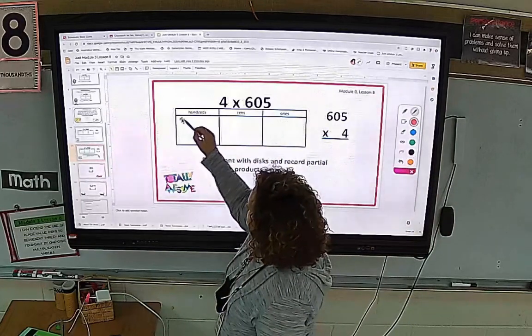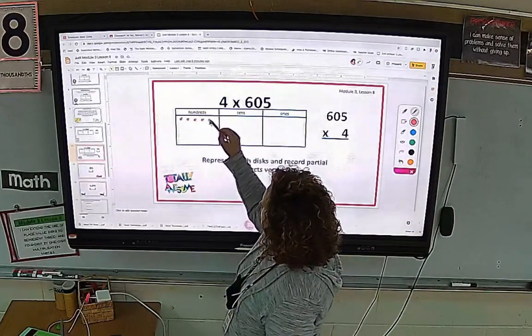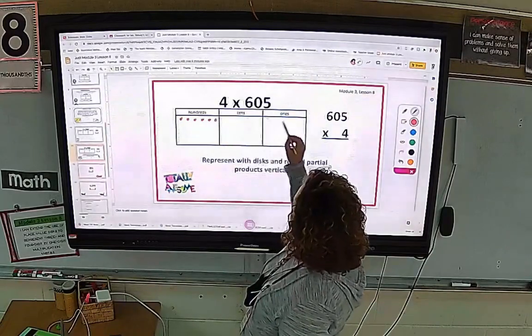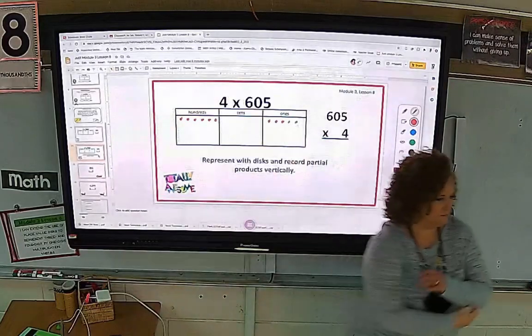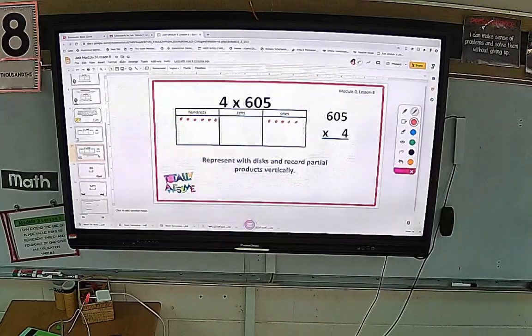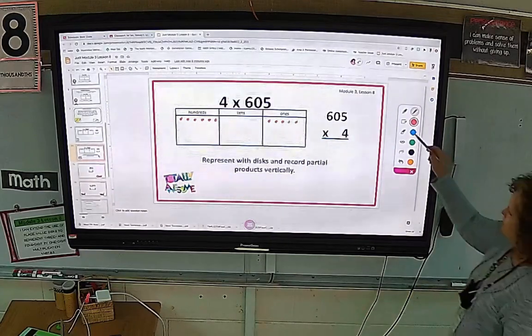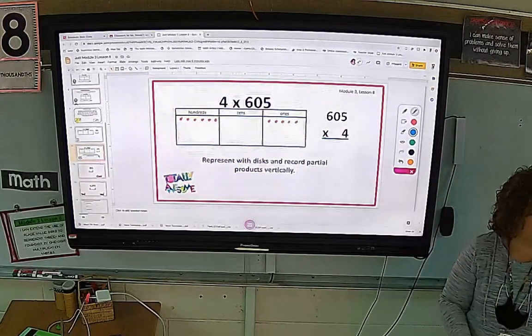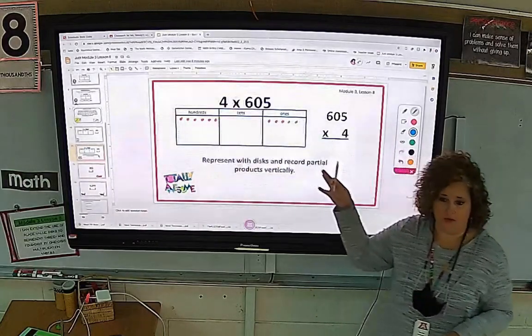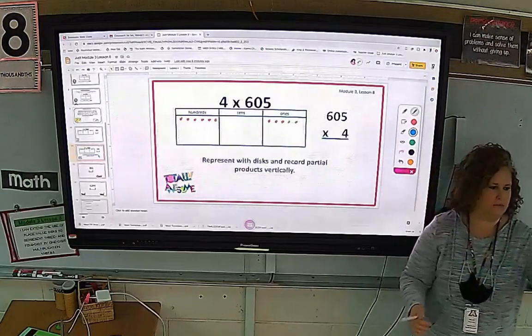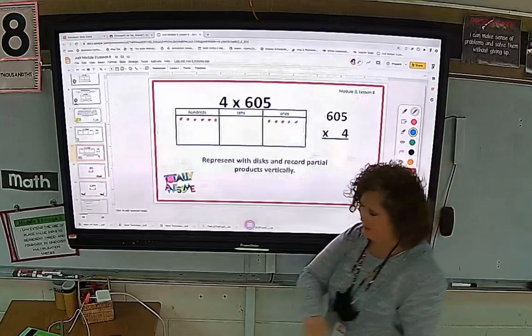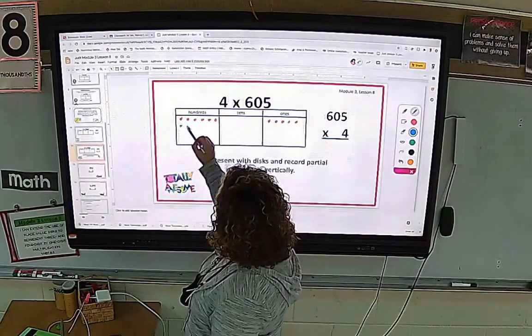You've got 6 hundreds, 0 tens, and 5 ones. Okay. This was your first problem. You can draw around this one if you're going to a new problem. How many times are we going to have to show 605 on the place value chart? 4 times total, not 4 more times, 4 times total. So let's do that right now. That's our next step. We're going to show this 4 times.